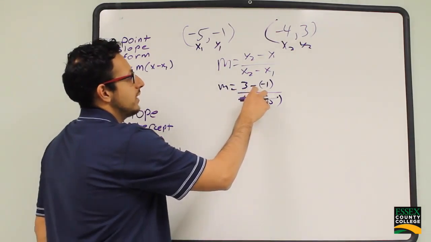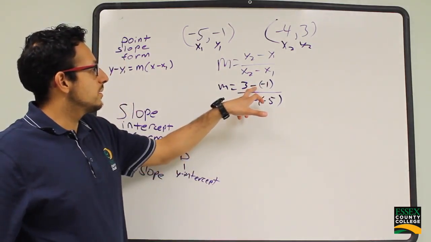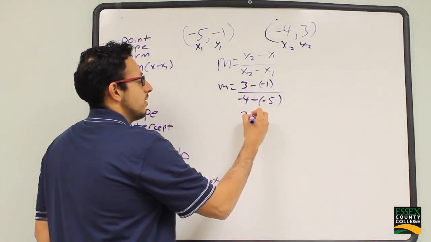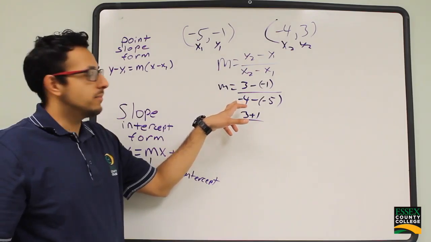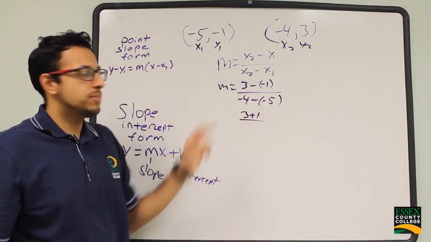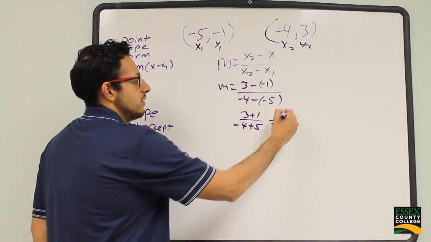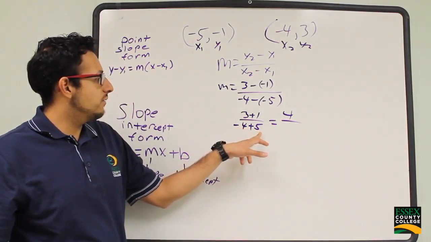So 3 minus -1, when there's two negatives, when you see minus negative, this becomes plus. So this actually is 3 plus 1. And same thing for the bottom. So -4 minus -5, minus negative becomes plus. So this is actually -4 plus 5. 3 plus 1 is 4 over -4 plus 5.